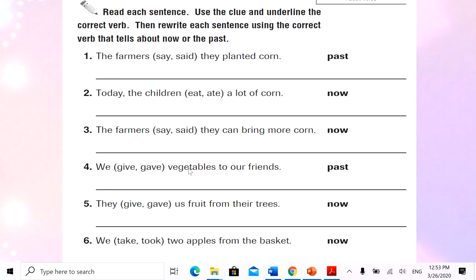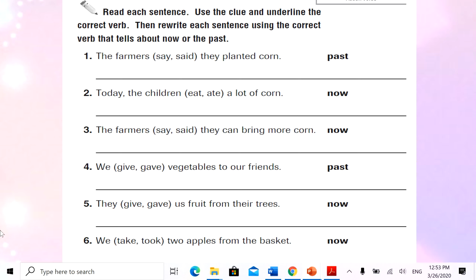5. Now we want the form that tells about now or present. They give or gave us fruit from their trees. 6. We take or took 2 apples from the basket. Circle the form that tells about now, either take or took.